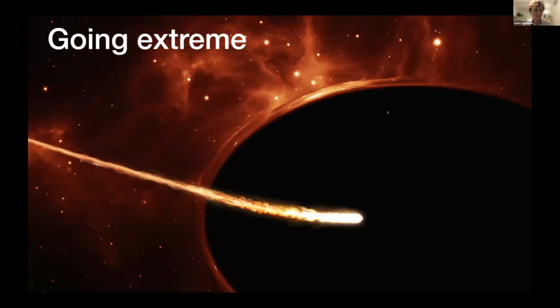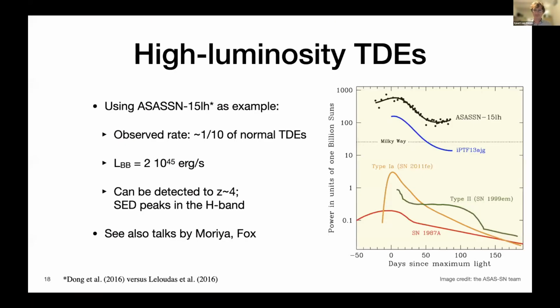So now if we go to the extreme, can we get even to higher redshifts? So there are high luminosity tidal disruption events, and one really fun debated source is the one called AT2021lwx, which is either the most luminous superluminous supernova or a really luminous disruption event. And about 1 in 10 of the TDEs are in this high luminosity class. There are more of these coming, so stay tuned for that. And then they reach a blackbody luminosity of 10 to the 45 ergs per second, so an order of magnitude more than typical TDEs. So these you could see to redshift 4.